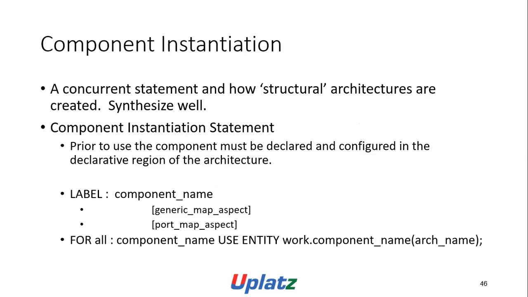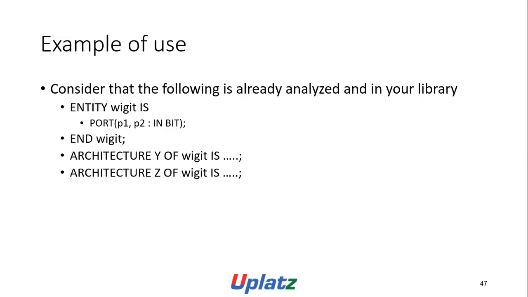Component instantiation statement: prior to use, the component must be declared and configured in the declarative region of the architecture. Label, component, generic map aspect, port map aspect. For all component name, use entity work dot component name architecture name.